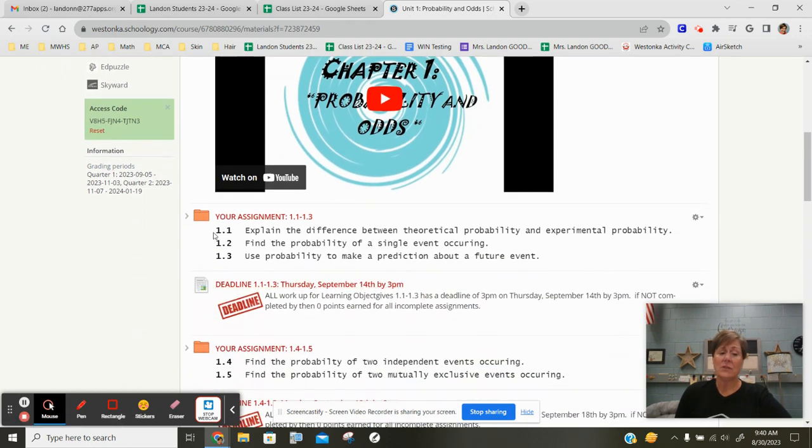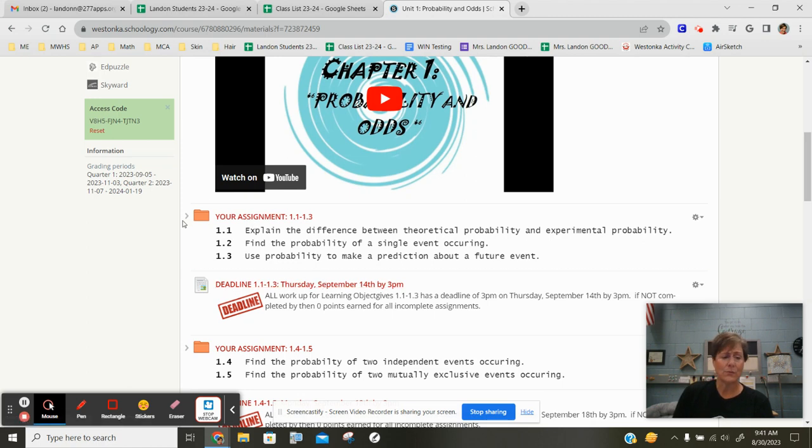You're going to notice here your first assignment is in this folder. Now, this one covers 3 sections. Just because it's in one folder doesn't mean it's like 1 day of work. Sometimes this might encompass 2 days of work. Sometimes 2 folders might encompass a full day of work. You're going to notice right here a deadline. It's clearly stating your first deadline for sections 1.1 to 1.3. Get everything in by 3 p.m. that day. Otherwise, anything undone is a 0, and you're not going to be able to make up those points.